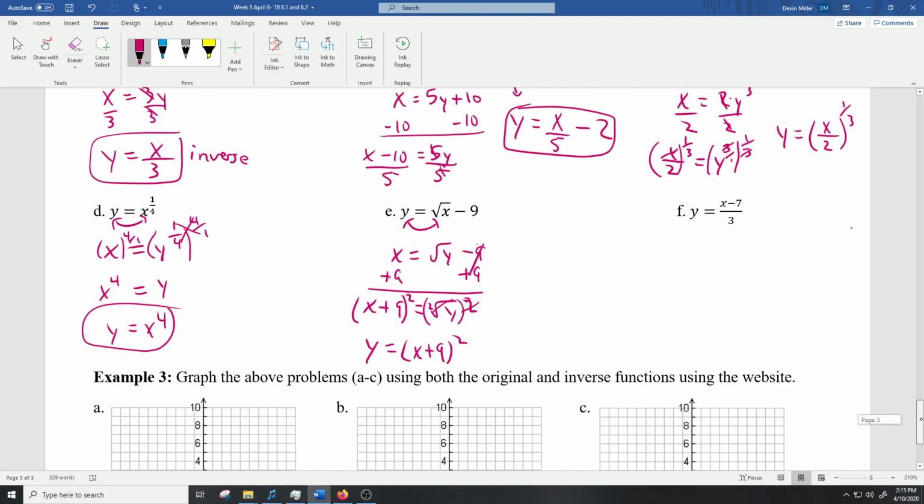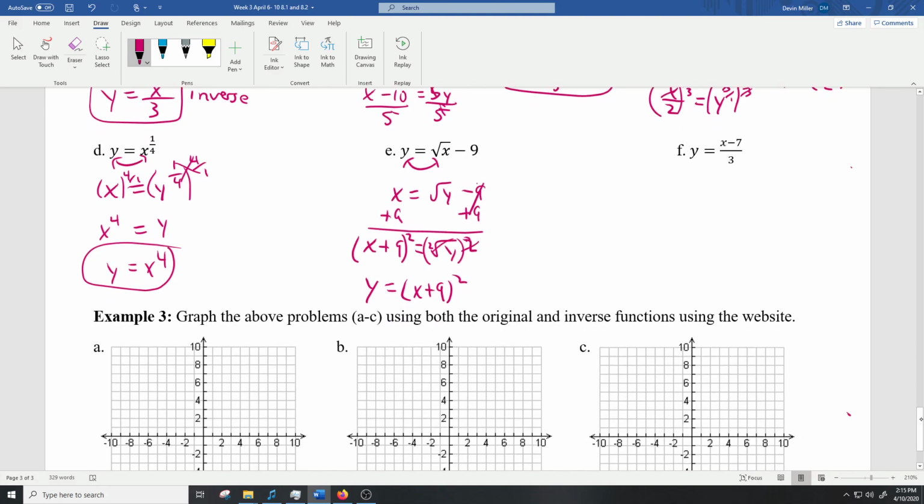Last one before we go to graphing, part F. Switch the x and the y. So it'll be x equals y minus 7 over 3. So how do we get rid of the 7 and the 3? First, we probably have to get rid of this fraction. I don't like it being here.